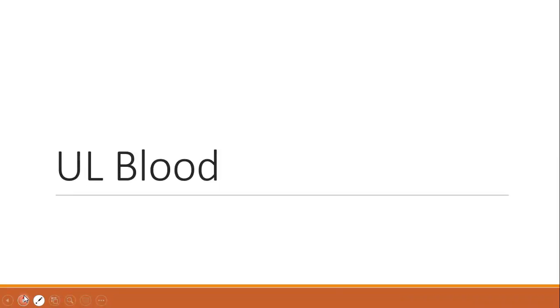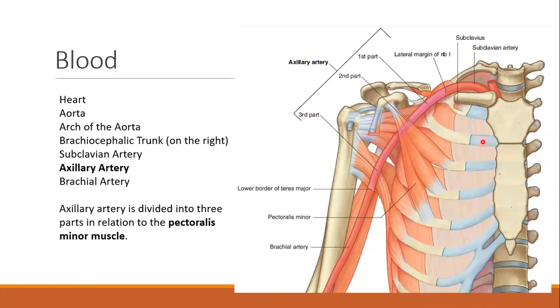So now we're going to talk about upper limb blood. So blood supply to the upper limb. So you can see here your subclavian artery. I'm just going to mention this. When it comes to blood supply, it would be helpful if you remembered it starting from the heart. So starting from the heart, blood is pumped out of the aorta into the aortic arch. And the first branch off of the aortic arch is the brachiocephalic artery. You only have one brachiocephalic trunk, and that's on the right side.